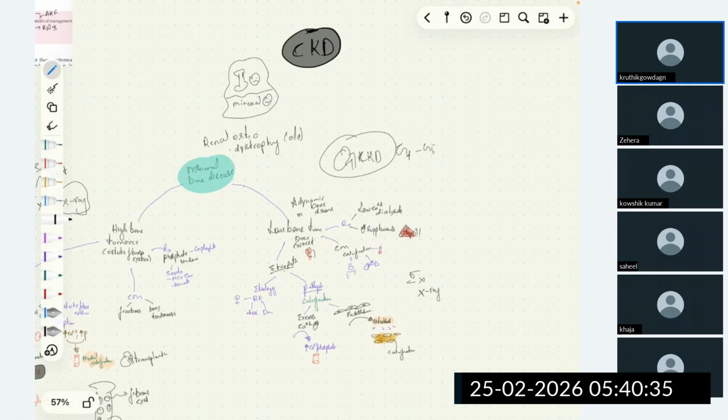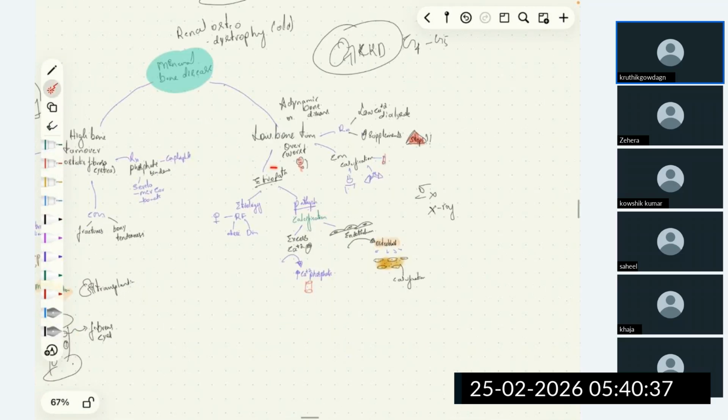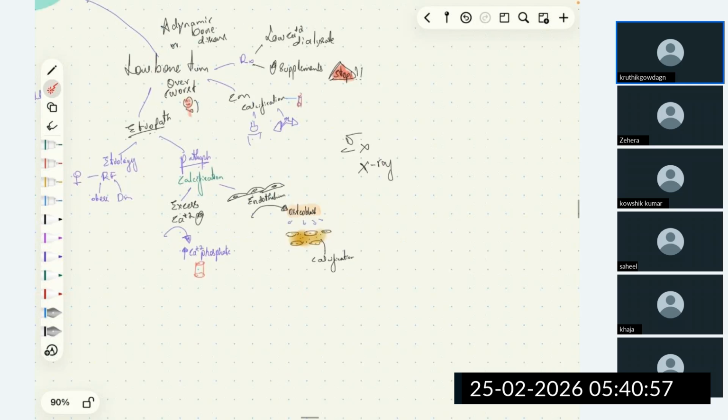I'll summarize low bone turnover disease, its pathogenesis and etiology. The risk factors are female patient, obesity, and diabetes mellitus, taking excessive calcium supplements, leading to increased calcium phosphate levels, periarterial calcifications, and also conversion of endothelium into osteoblast, which in turn lays down calcium, causing calcium deposition around the vessels.